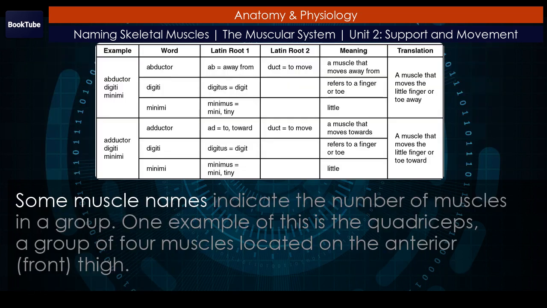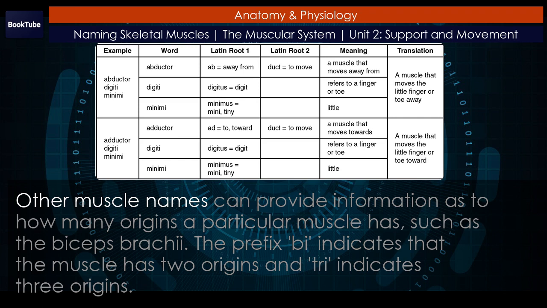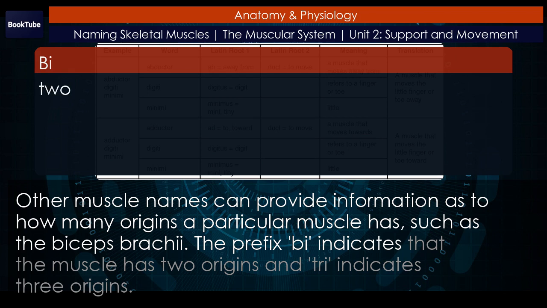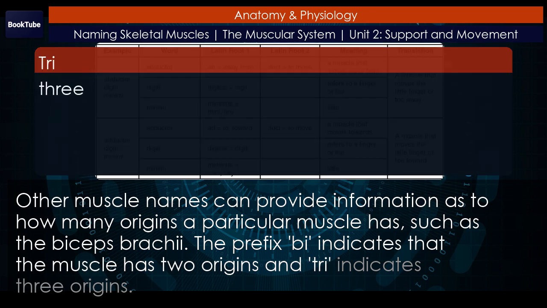Some muscle names indicate the number of muscles in a group. One example of this is the quadriceps, a group of 4 muscles located on the anterior front thigh. Other muscle names can provide information as to how many origins a particular muscle has, such as the biceps brachii. The prefix bi indicates that the muscle has 2 origins and tri indicates 3 origins.